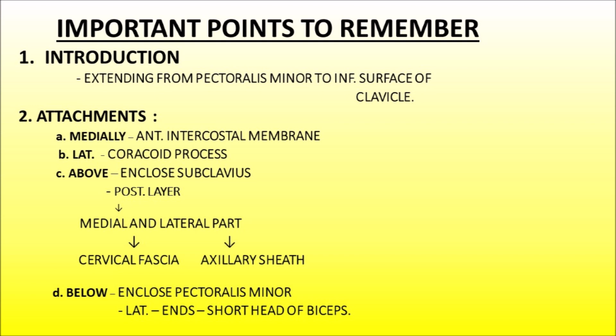Medially, it fuses with the anterior intercostal membrane of the upper two intercostal spaces and attaches to the first rib. Laterally, it is thick and dense and attaches to the coracoid process. Above, it splits to enclose the subclavius and its posterior layer has a medial and a lateral part. The medial part fuses with the deep cervical fascia and the lateral part fuses with the axillary sheath. Below, it splits to enclose the pectoralis minor and ends laterally into the short head of the biceps.